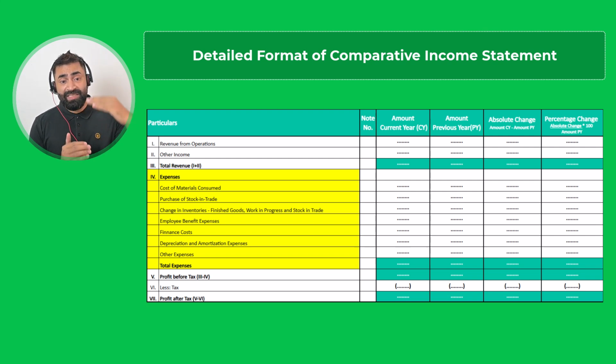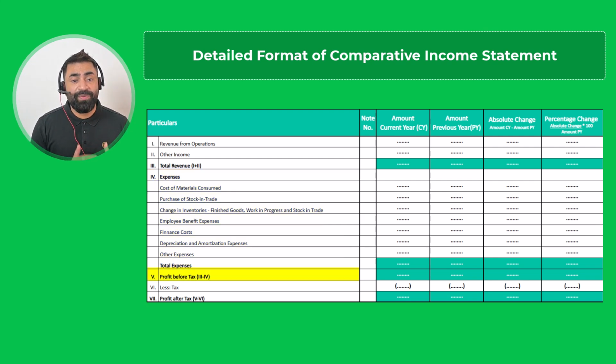So now next thing what you need to find out is profit before tax. Now to find profit before tax, the two things you need to consider are the two totals that we have done. The first one was total revenue and second one is total expenses. So from total revenue we minus the total expenses and we arrive at profit before tax. Now from profit before tax we minus the tax and we arrive at profit after tax.